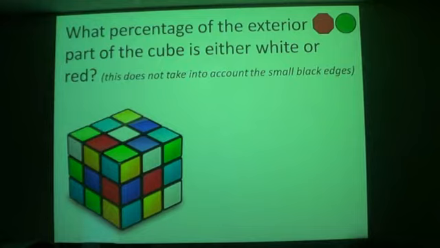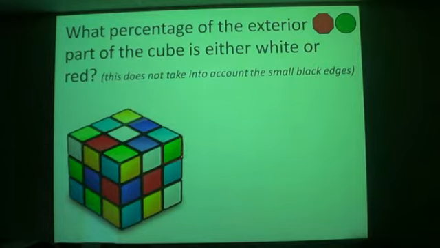What percentage of the exterior part of the cube is either white or red? So it is white or red, but it wants to know what the percentage is. That doesn't take into account the little black edge right here. It's not that at all.